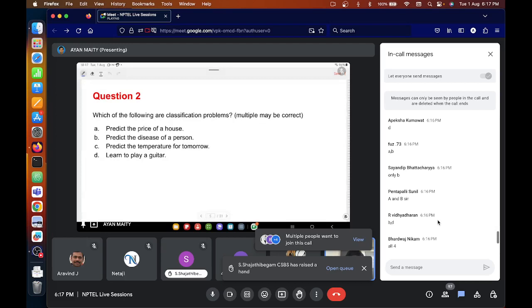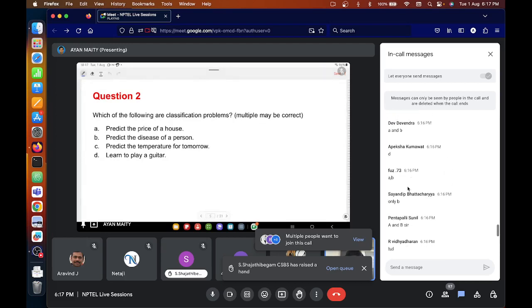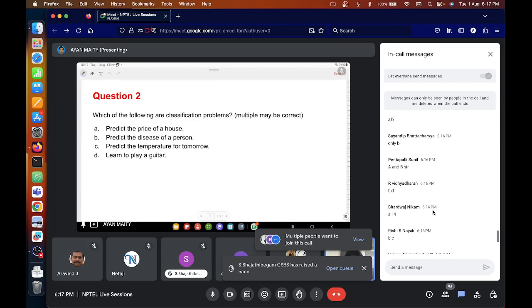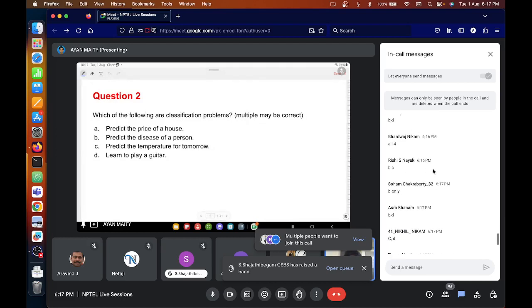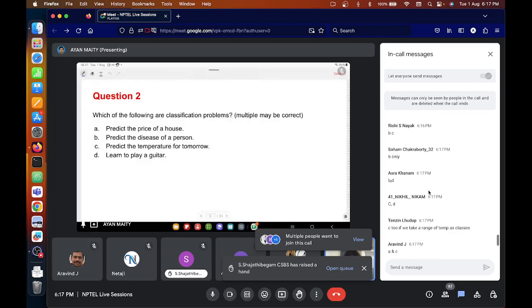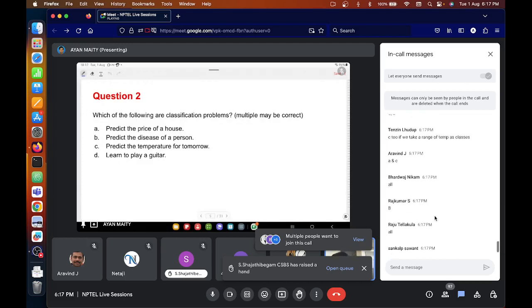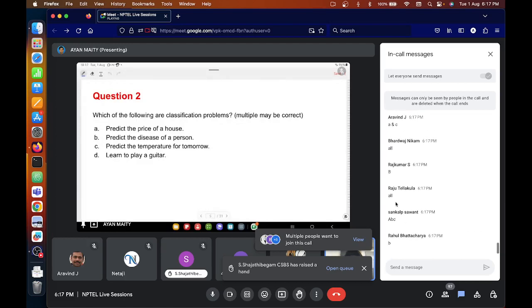So some of you have written A and B. Shandeep has written B, Sunil has written A and B, Vidyadharan has written B and D, Bharadwaj Nikam has written all 4. Okay. Soham Chakravarti has written B, Asra Khanam has written B and D. Again, Raju has written all 4 options. Sankalp Sawant has written A, B, C. Pratijit Vishwas has written B only. Okay, so I've got almost all the options in the chat, but many of you are saying it's B. So B is the most popular option in the chat, I can see.